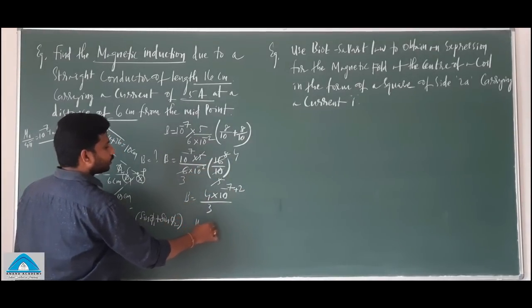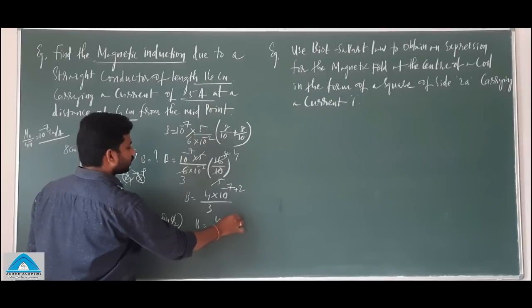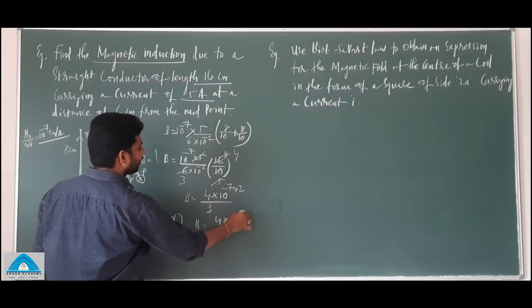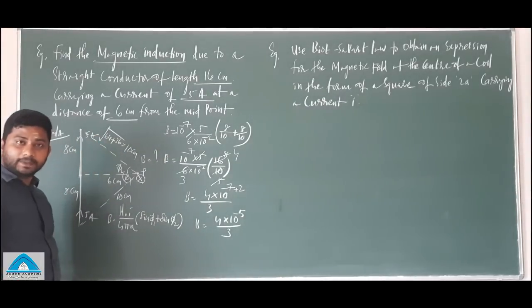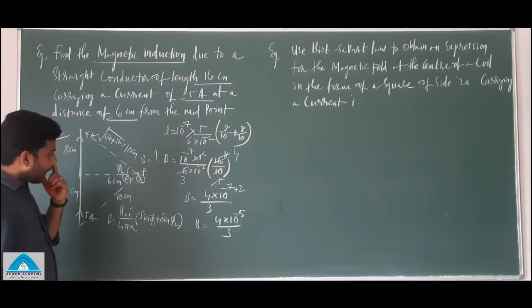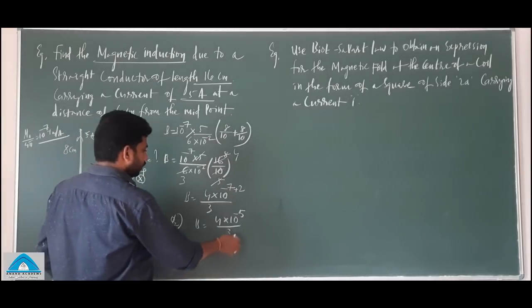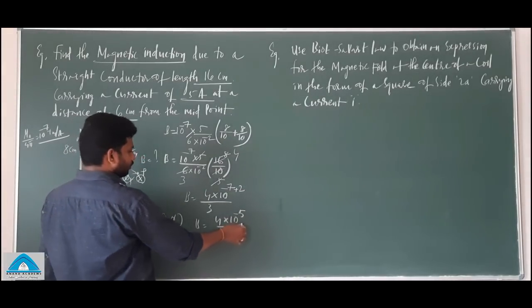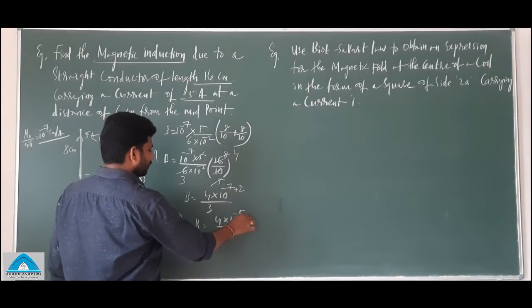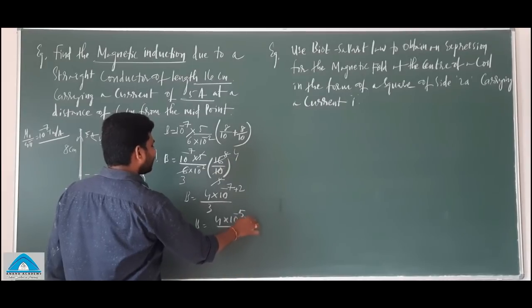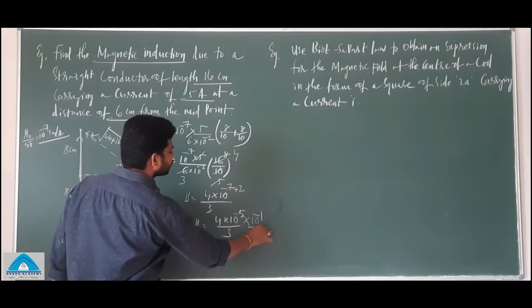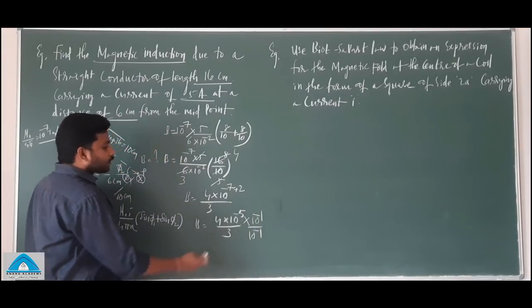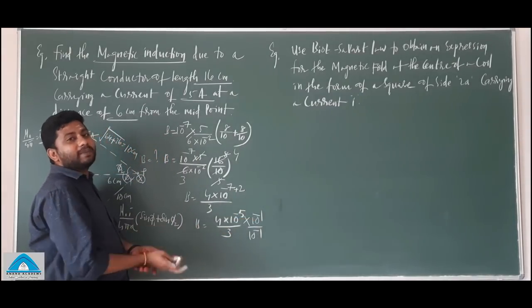B is equal to 4 into 10 raised to minus 5 divided by 3. Okay. Now, here, I can multiply this with 10 raised to minus 1. Here also 10 raised to minus 1. Why? Because 10 raised to minus 6 you get, that's called micro, right?